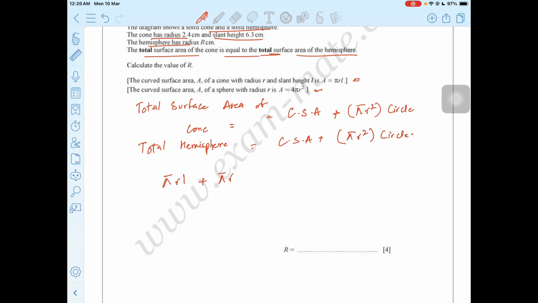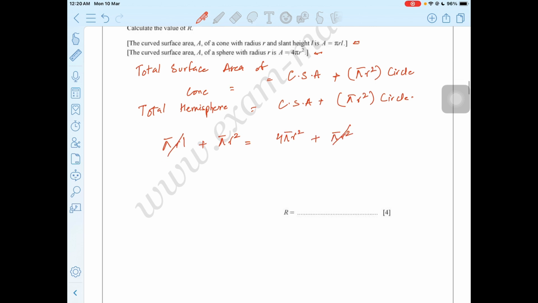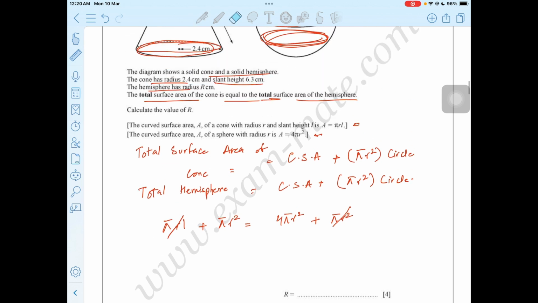Since these two are equal, we have the curved surface area of the cone as pi r L plus pi r square. Then we have the curved surface area of the hemisphere as 4 pi r square and pi r square, right? So these pi r square and pi r square cancel out. No, I don't think these will cancel out because we have different r's over here, right? And I cancelled pi r L, which is wrong.